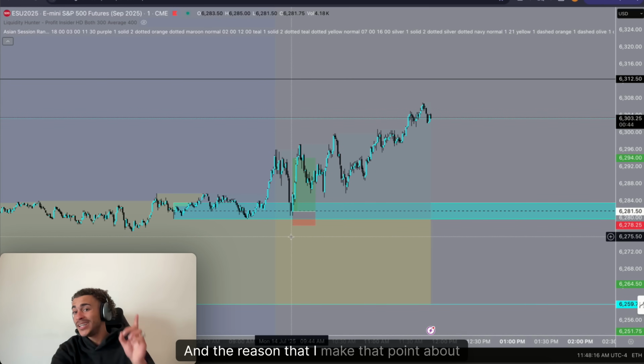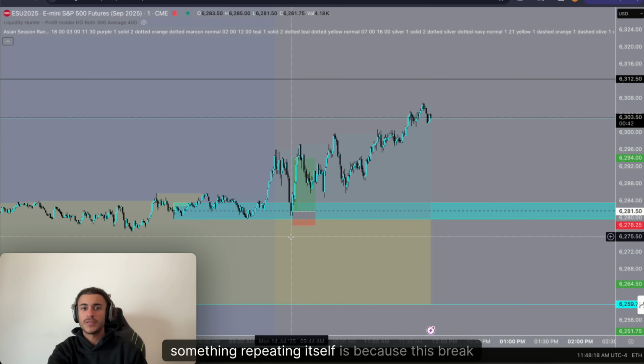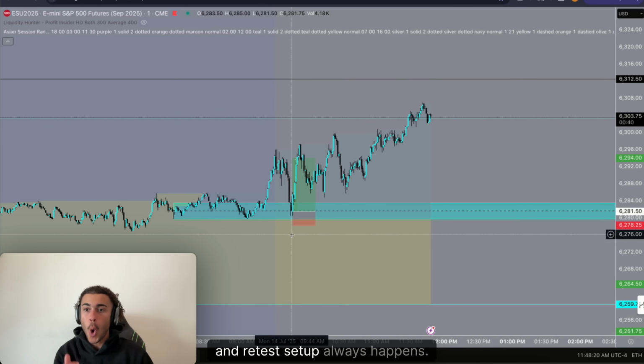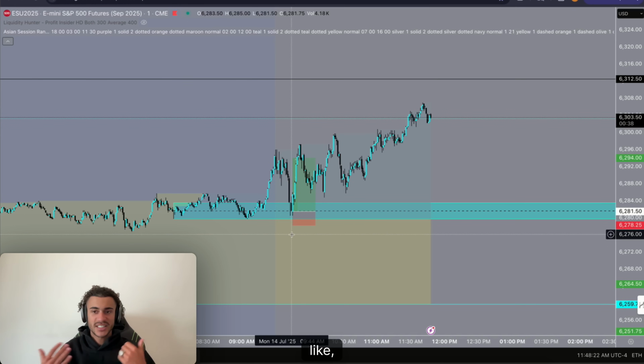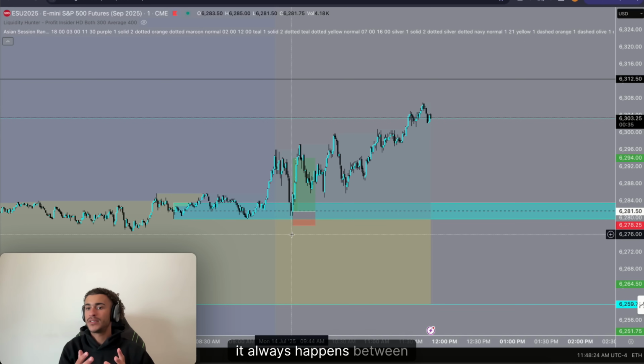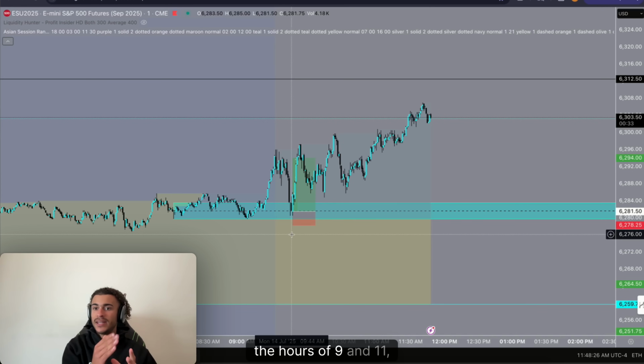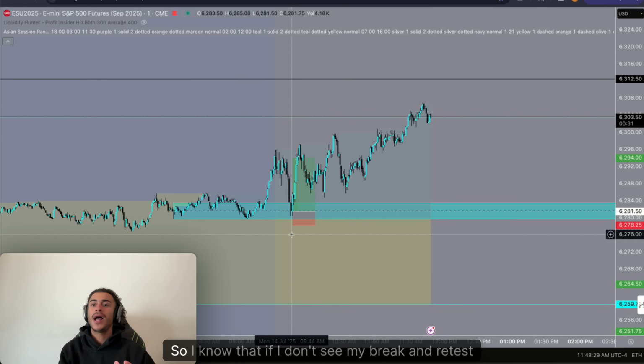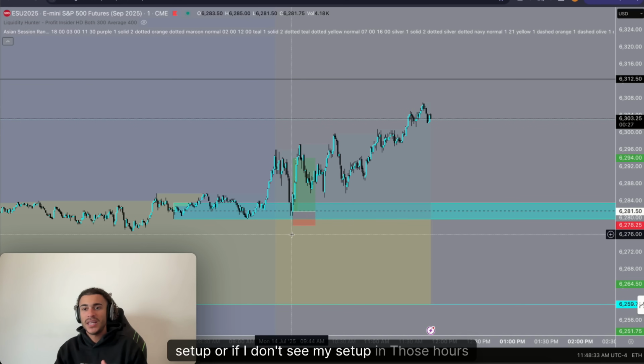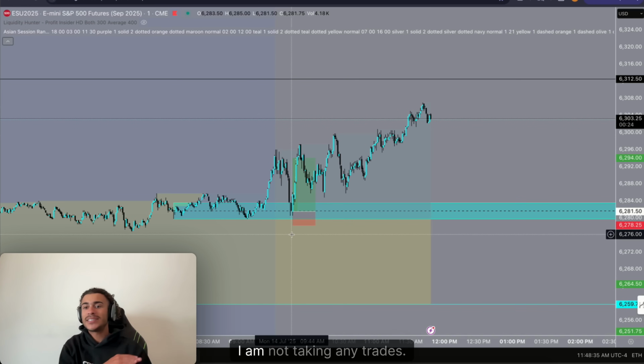And the reason that I make that point about something repeating itself is because this break and retest setup always happens. Not always happens, like doesn't happen every day, but when it does happen, it always happens between the hours of 9 and 11, right? That's when I take the setup. So I know that if I don't see my break and retest setup, or if I don't see my setup in those hours between 9 and 11, I am not taking any trades.